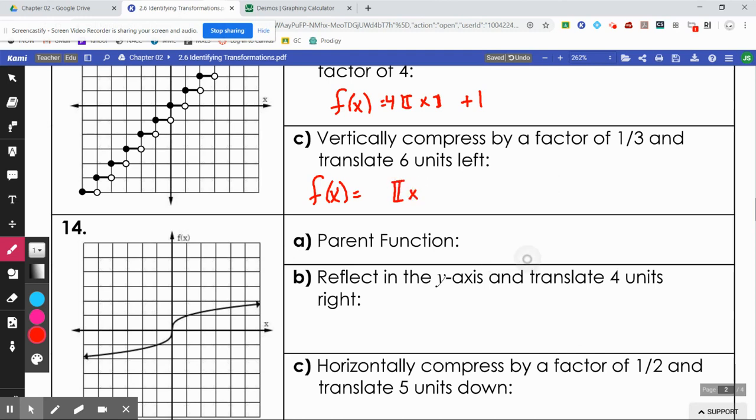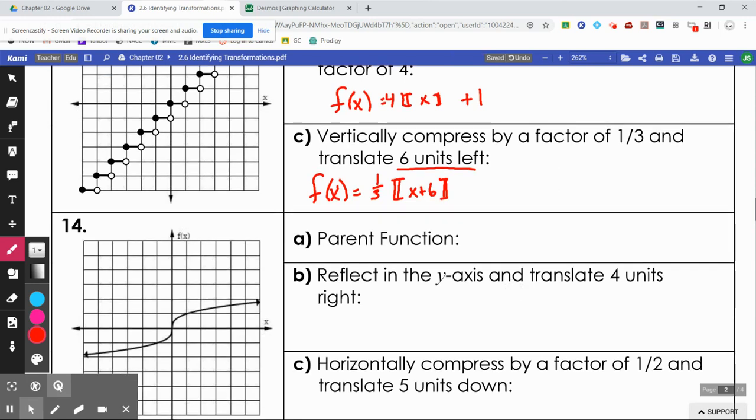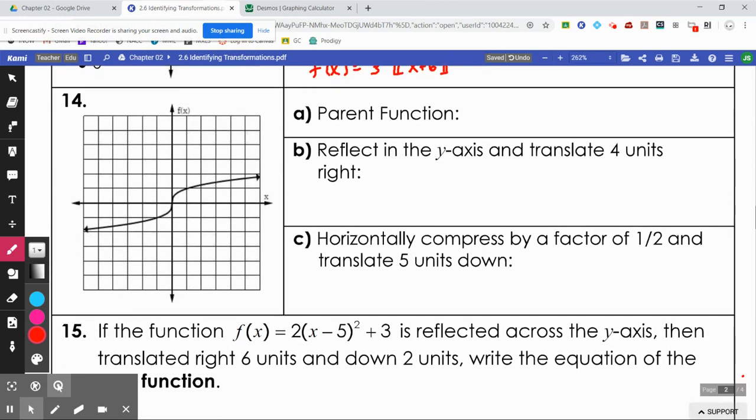We got our x on the inside, and I will leave a little bit of space in case we need to change it. Vertically compress. Okay, if we're multiplying by something vertically, it's going to be on the outside by a factor of 1/3, so simply multiply by 1/3. And translate it 6 units to the left. Okay, that'd be on the inside, that'd be a +6 to move it 6 units to the left on the inside.